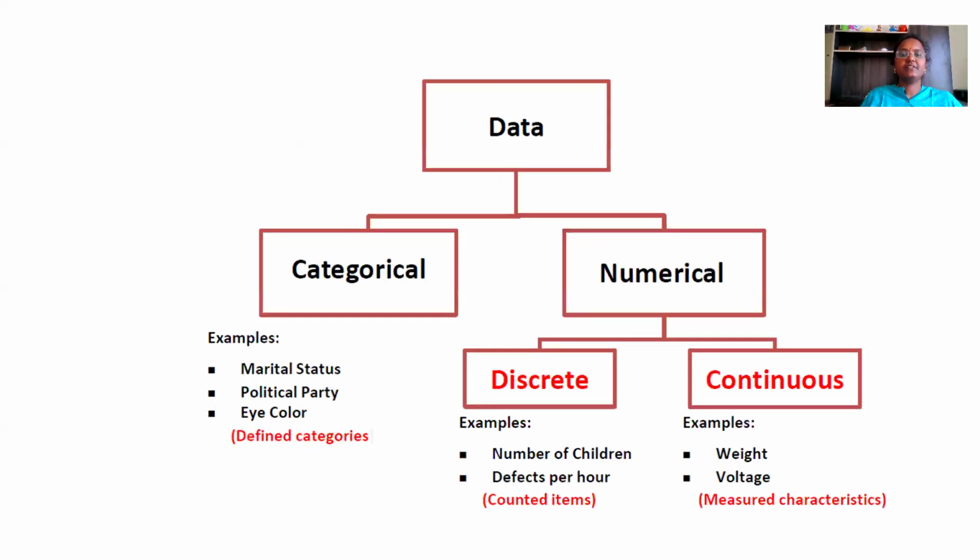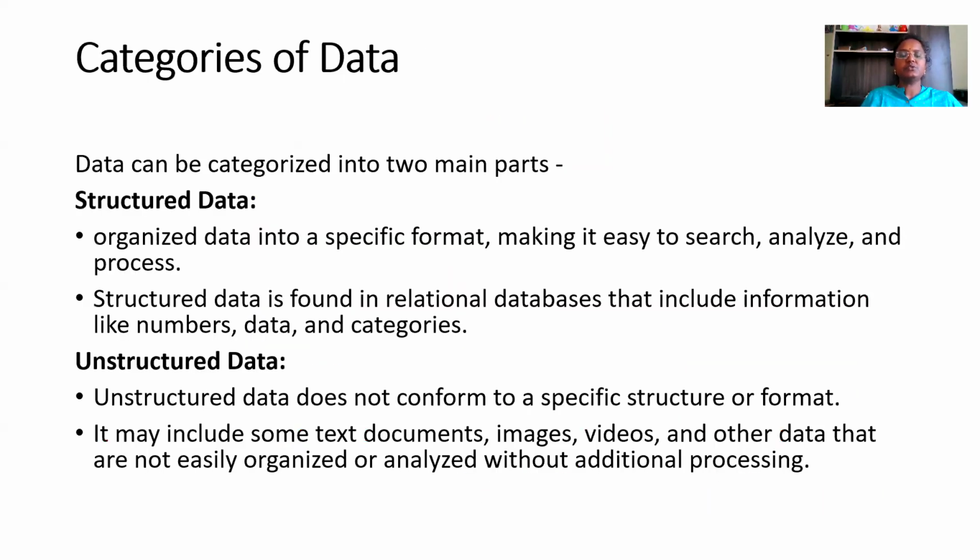Now, the categories of data. Here we have the major categories: structured data and unstructured data. The data we have comes in different formats and different categories, but the major categories are structured and unstructured.